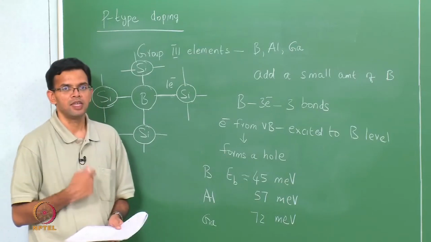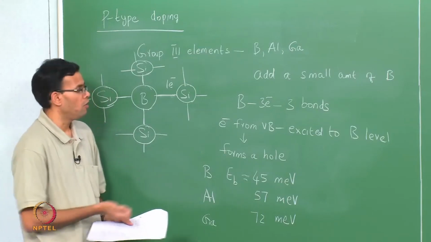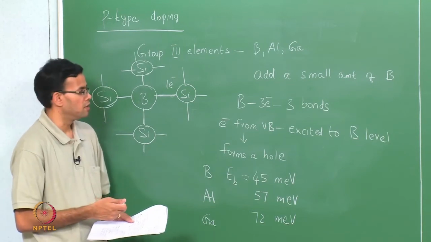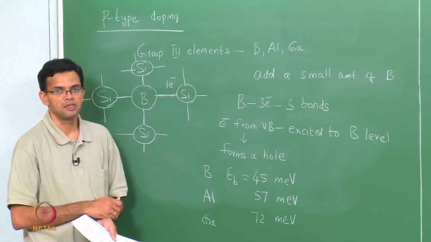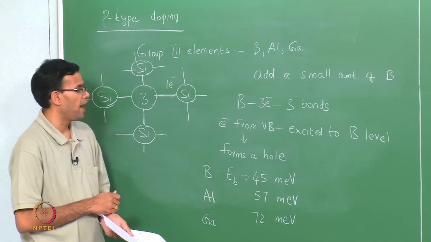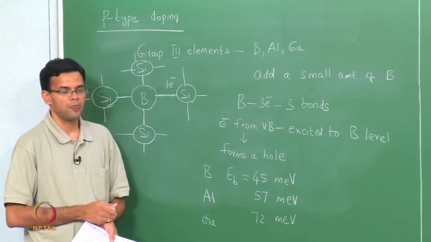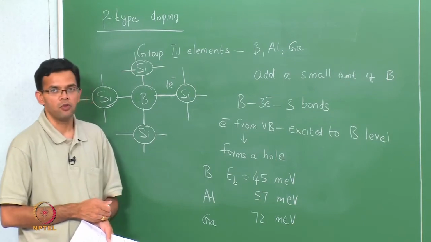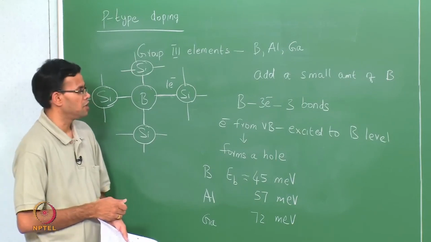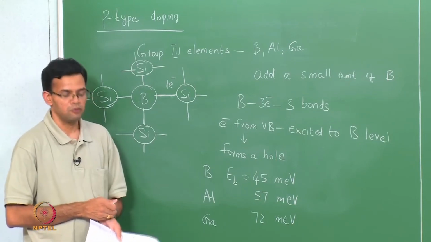Once again, these numbers are very close to the thermal energy at room temperature. So, once again we can say that all of the boron or all of the atoms are ionized, which means if you add Na boron atoms, each boron atom will give you 1 hole. So, the concentration of holes at room temperature would be Na.